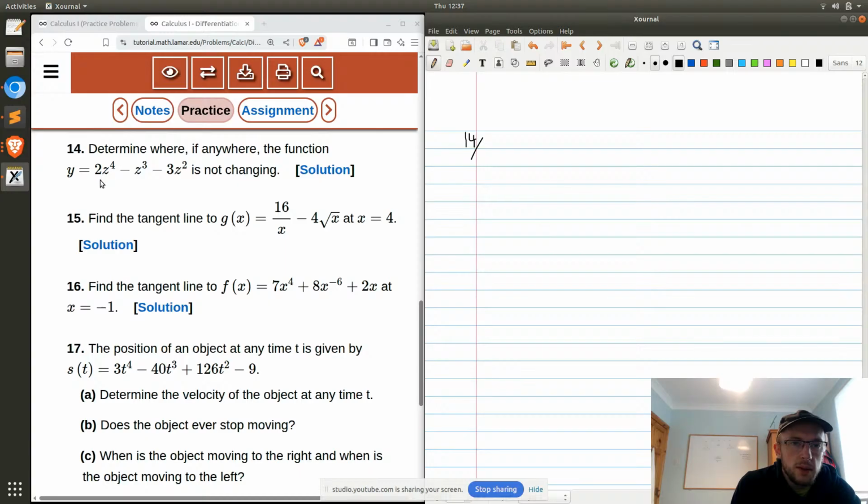Okay, we have to find the derivative first. So we're going to say dy by dz is 8z cubed minus 3z squared minus 6z. Then we solve it. We find out where dy by dz equals 0. So 8z cubed minus 3z squared minus 6z equals 0.